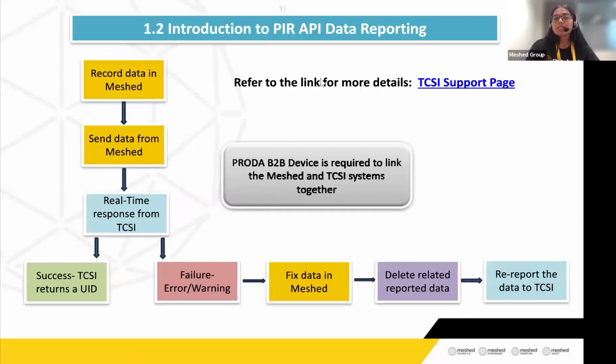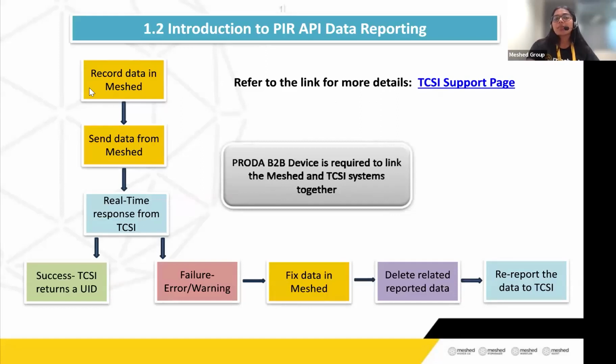So what is the basic flow of PIR API reporting? So how it basically works is that everything you do for PIR APIs or PIR data reporting using API will stay in the mesh system itself, and you will only use the TCSI system or TCSI database to view data or to understand data. But any editing, updating, deletions, or data process that you need to do, that will be done via the mesh system only.